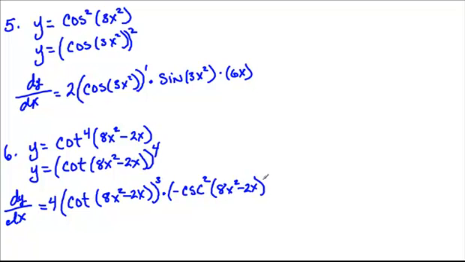Remember, this is a 3-layer. The 4 is 1 layer, the cotangent is another layer, and this piece is a third layer. So finally, we take the derivative of the inside. And this is about as complex as most of these are going to get. So we get 16x minus 2.